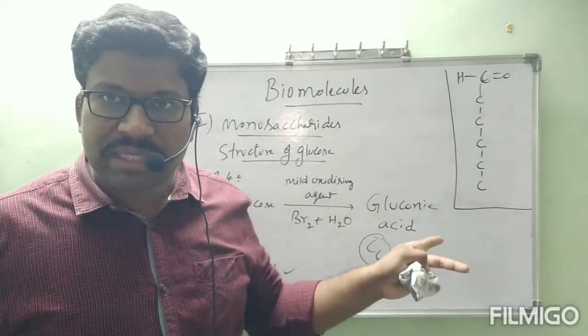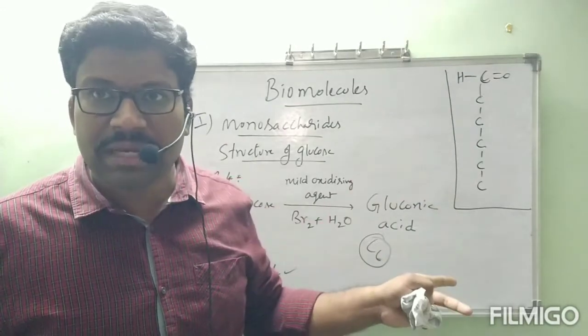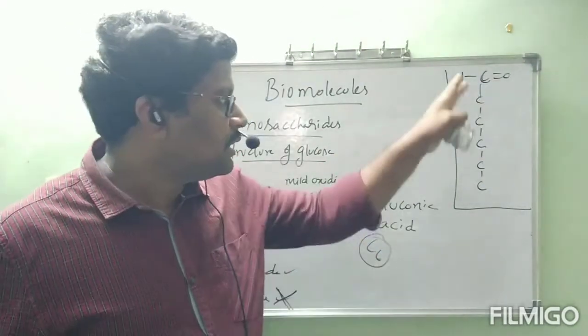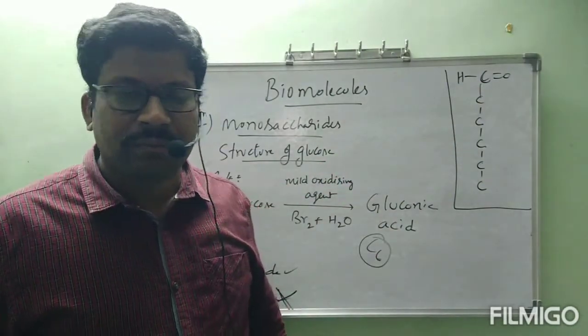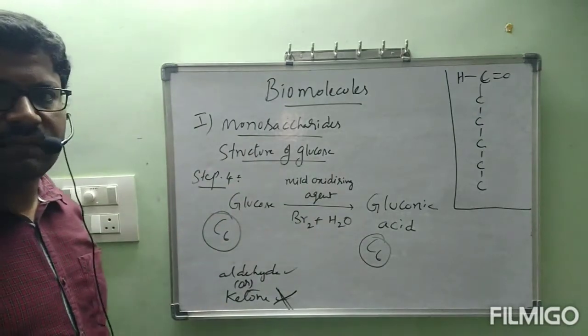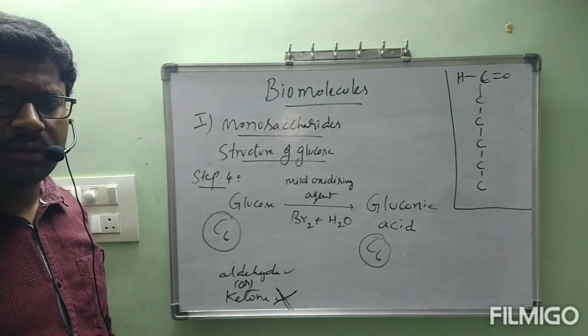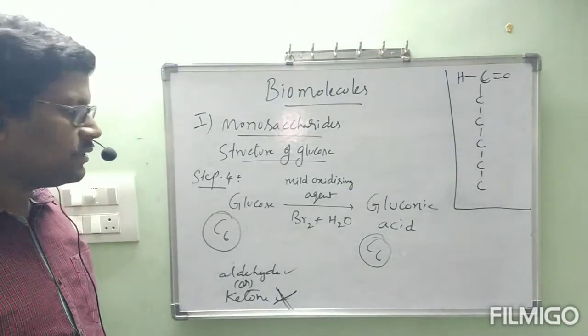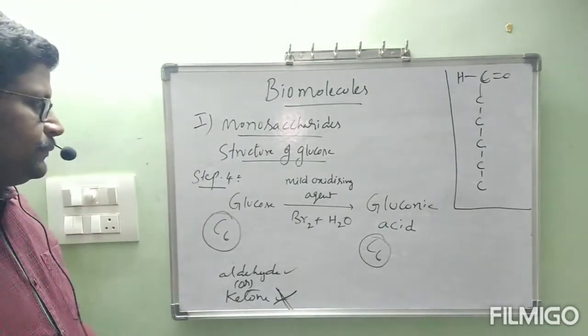Now I confirm the C double bond O at the terminal position. Terminal means last position. That is C double bond O. Okay? Till now we got the structure. This is step 4. Is it clear? Okay, next we will go for step 5.